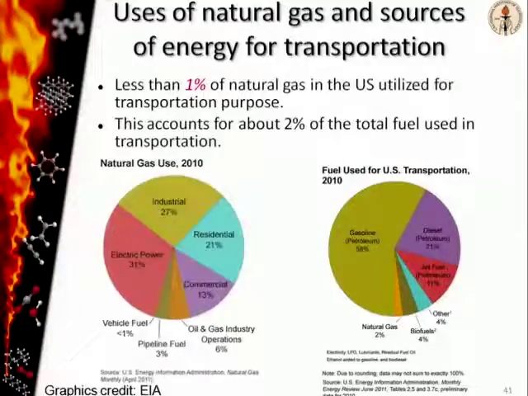Okay, so what this chart essentially shows is where the natural gas that is extracted is finally utilized. If you look at vehicle fuel, you see that less than 1% of the natural gas that is extracted is used as vehicle fuel. And in terms of the total fuel that is used in transportation, you find that only about 2% of the fuel used in transportation comes from natural gas. So it's a very small content, at least in the United States.